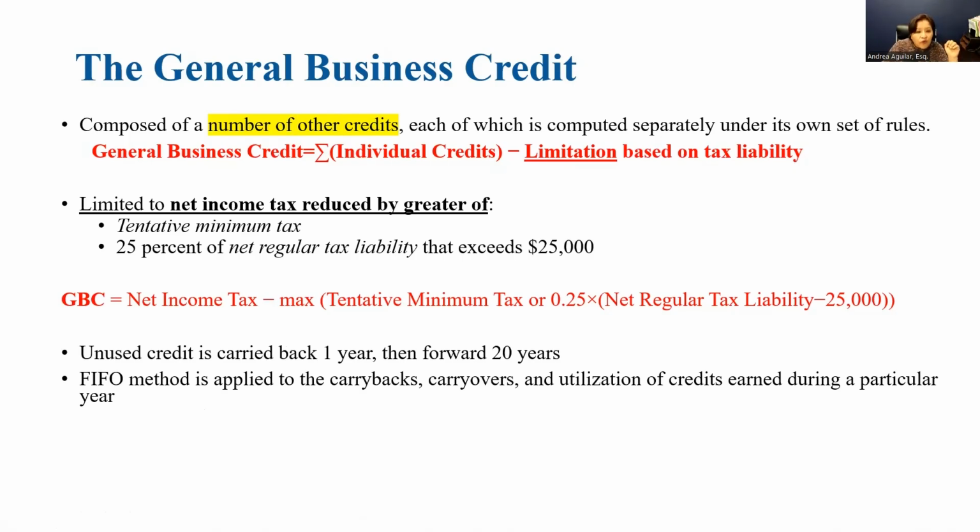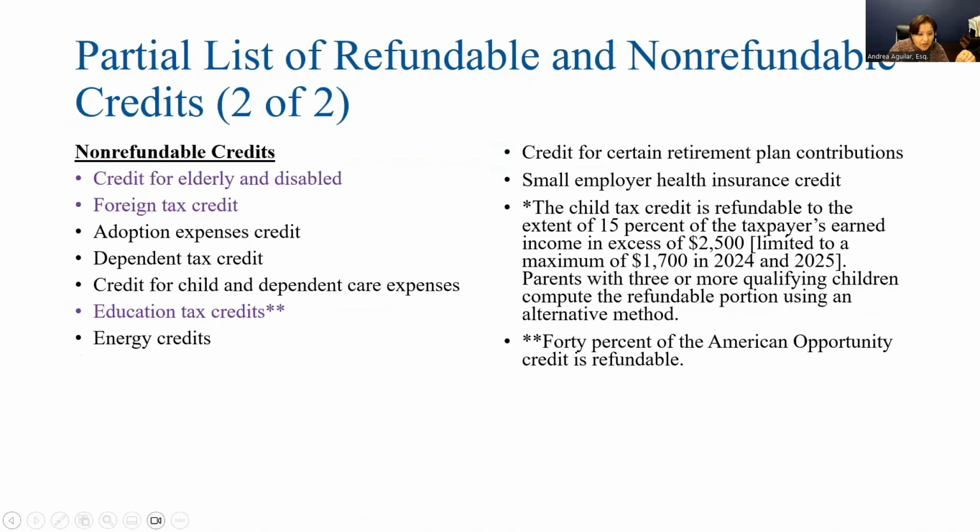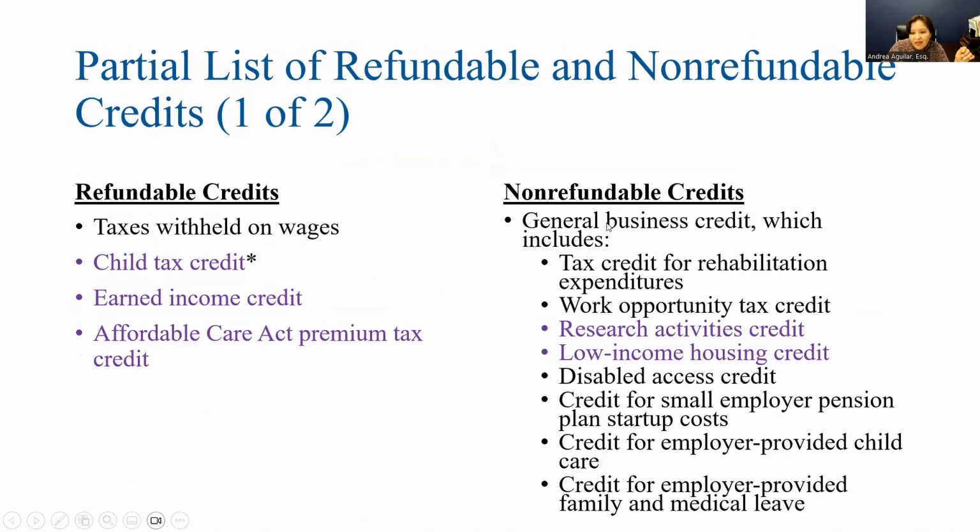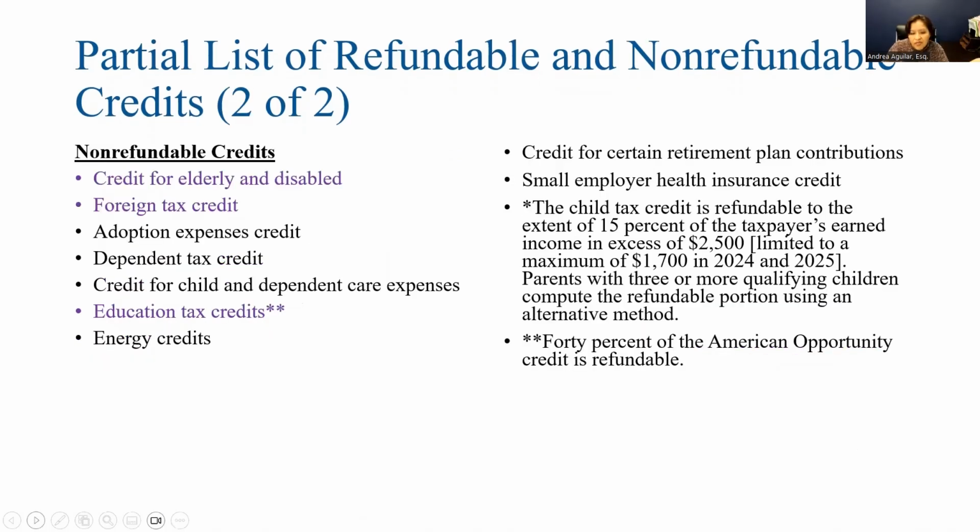Okay, so first we have a general business credit. I mean, let's say we have a business that has qualified for all these credits: tax credits for rehabilitation expenditure, work opportunity, research, low-income housing, disabled access, and had provided compensation for workers that had to take a leave of absence because of a medical condition.